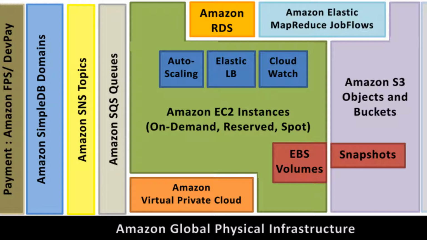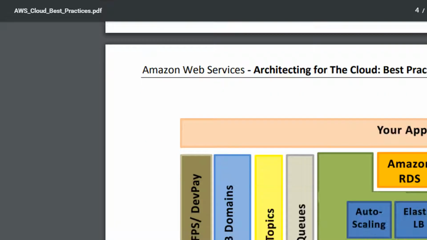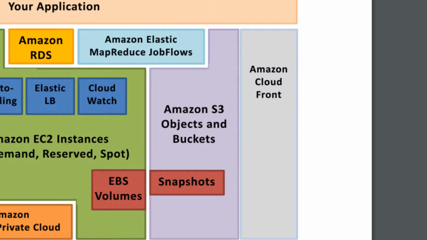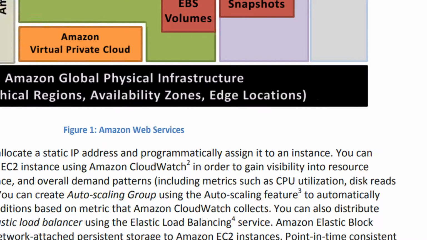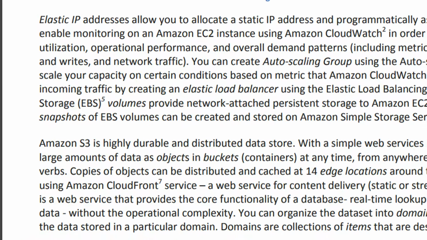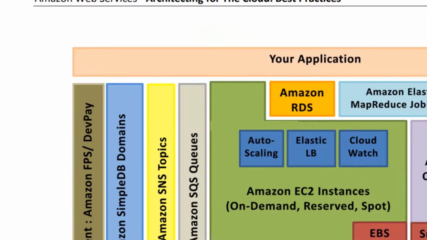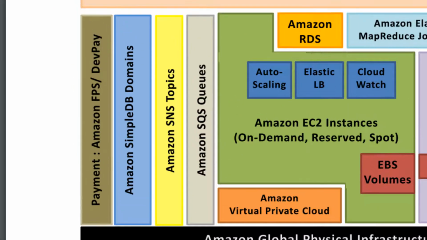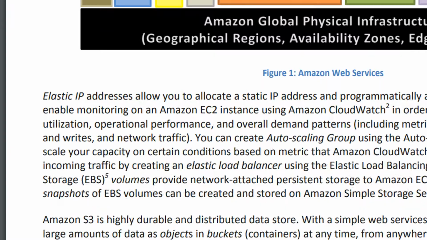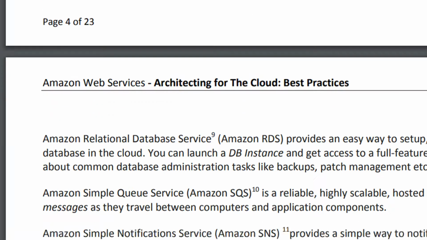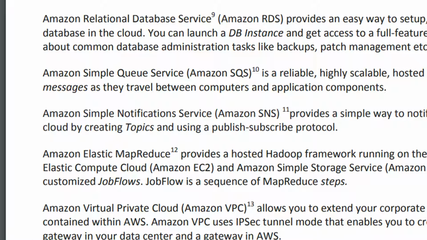You are using Amazon SQS. You are using simple notification topics. You are using simple DB domains, and you are using the Amazon CloudFront, right? So that's the Amazon CloudFront. And the elastic IP address. So if you just think about all these components, we have already worked through all of this, right? Simple DB, RDS. So these are all the things that you can do using this Amazon architecture.